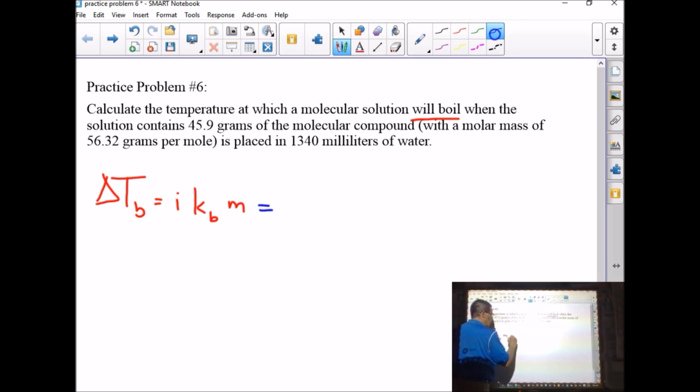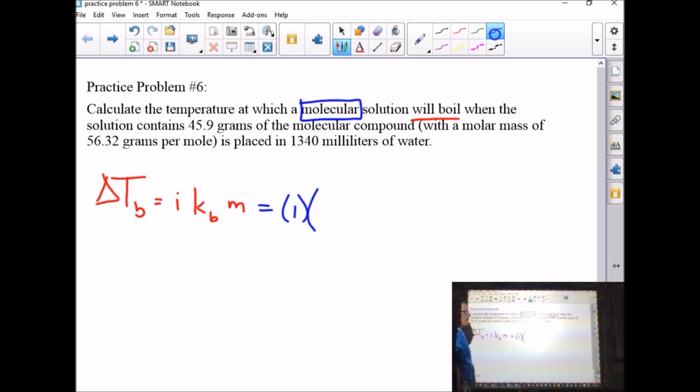And what is the i? Did I tell you what the name of the i is? What is it? Van't Hoff? Did I say that? Okay. So what is the Van't Hoff factor for this solution? I'll give you a hint. 1. Anytime it's molecular, it's always 1. Why? Because it doesn't dissociate, it only dissolves. Dissociation means that it breaks apart into ions. When it dissolves, it stays as a molecule, which is kind of nice.